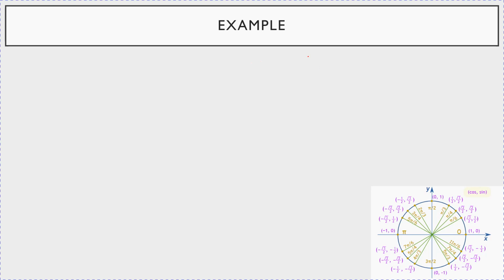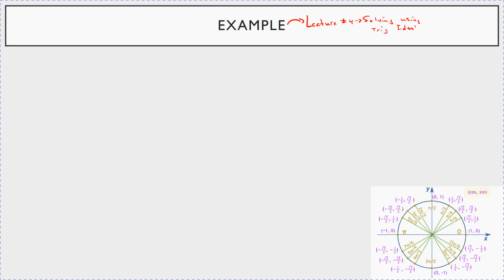Hi class. This lecture continues our lecture series talking about solving trigonometric equations. This is going to be lecture number 4 in this series, and what this is, is solving using trig identities.